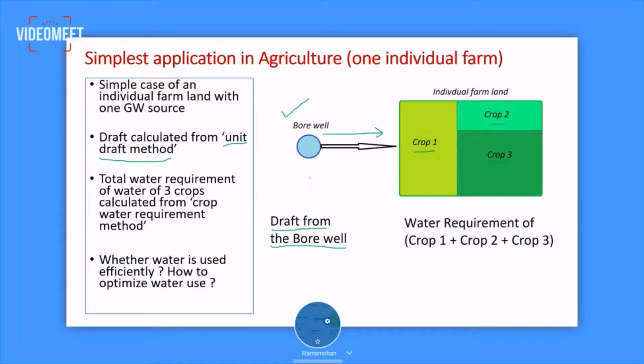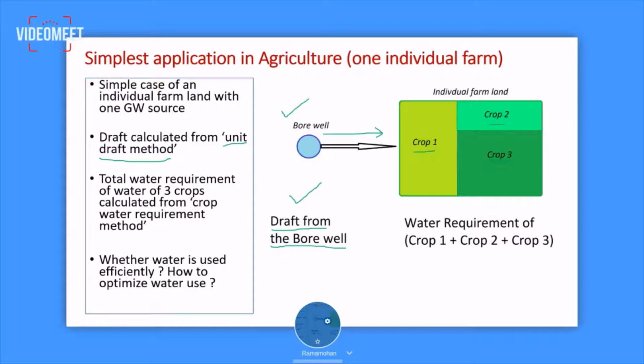If there are 100 borewells in a given area, then we said that it is the average unit draft, multiplied by the number of wells. But in this case, we are discussing only one well. So that is the draft from this borewell, and we can easily calculate that to the nearest possible accuracy.